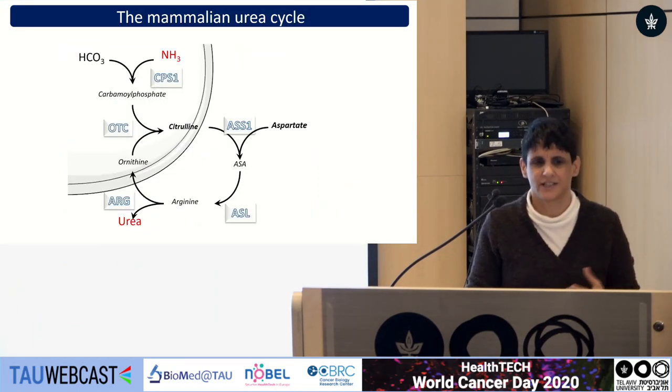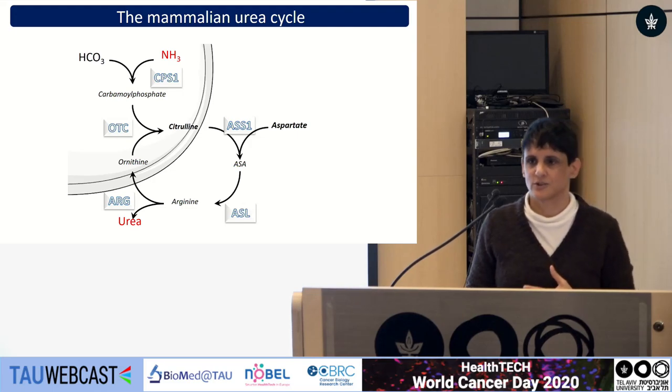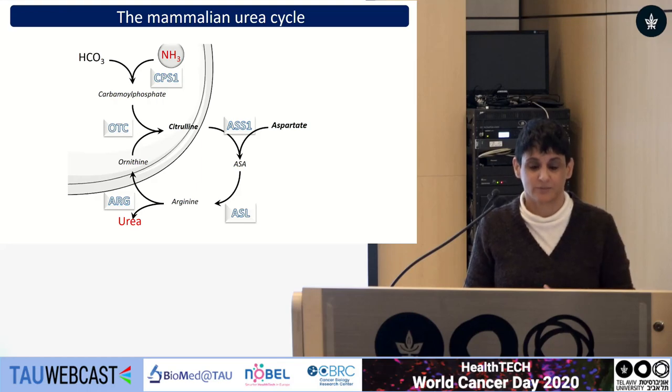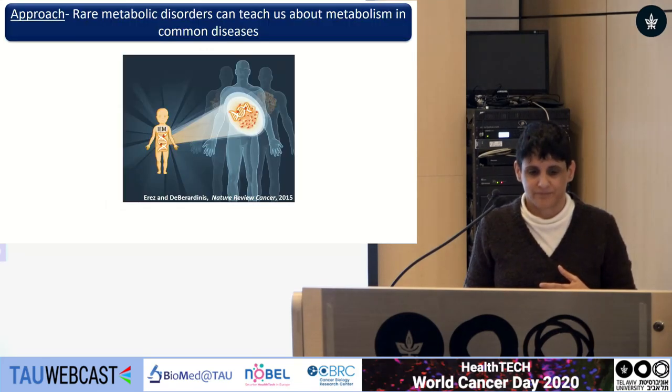So what is the urea cycle? The complete urea cycle occurs only in the liver, and the main purpose is to detoxify ammonia in multiple steps and generate urea, which, as I told you, will be secreted in the urine.